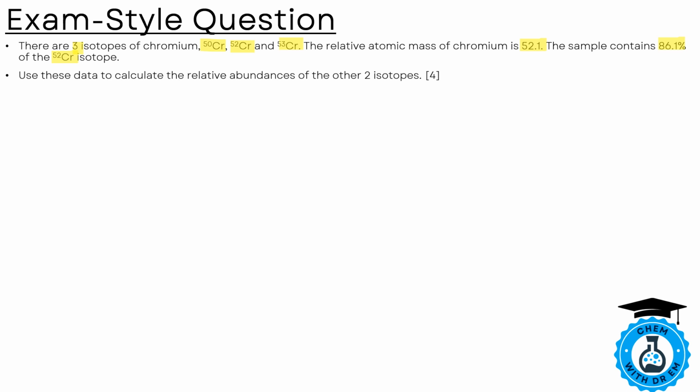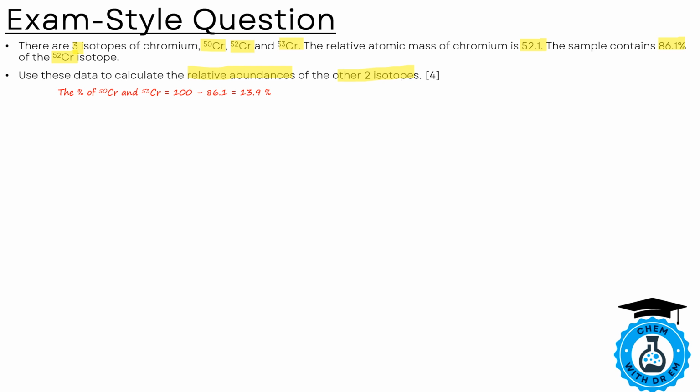So we have to set this up initially slightly differently to what we did before. But again, we want to know the relative abundances of the 2 other isotopes, so it is very similar to what we did before. Now, the bit that's a little bit different is we initially have to say that the percentage of chromium-50 and chromium-53 added together must be 100 minus the 86.1% that was due to the chromium-52. So that leaves us with 13.9% left over, which must be the chromium-50 and the chromium-53 added together.